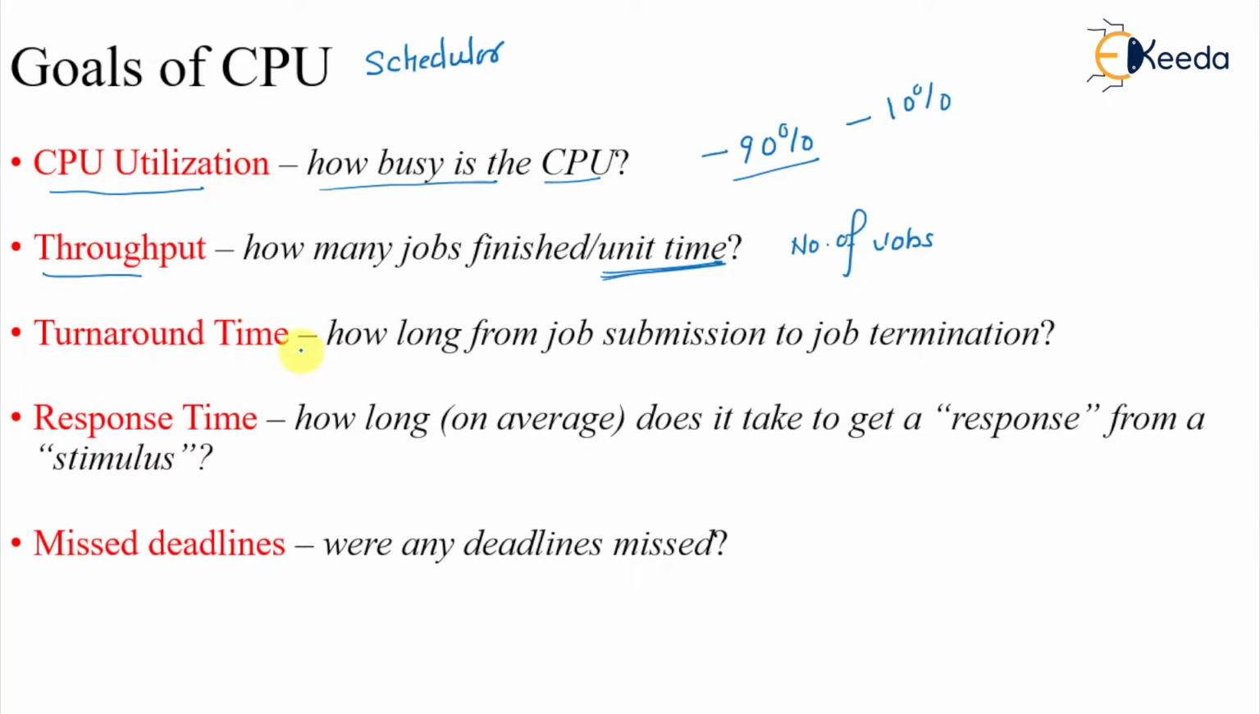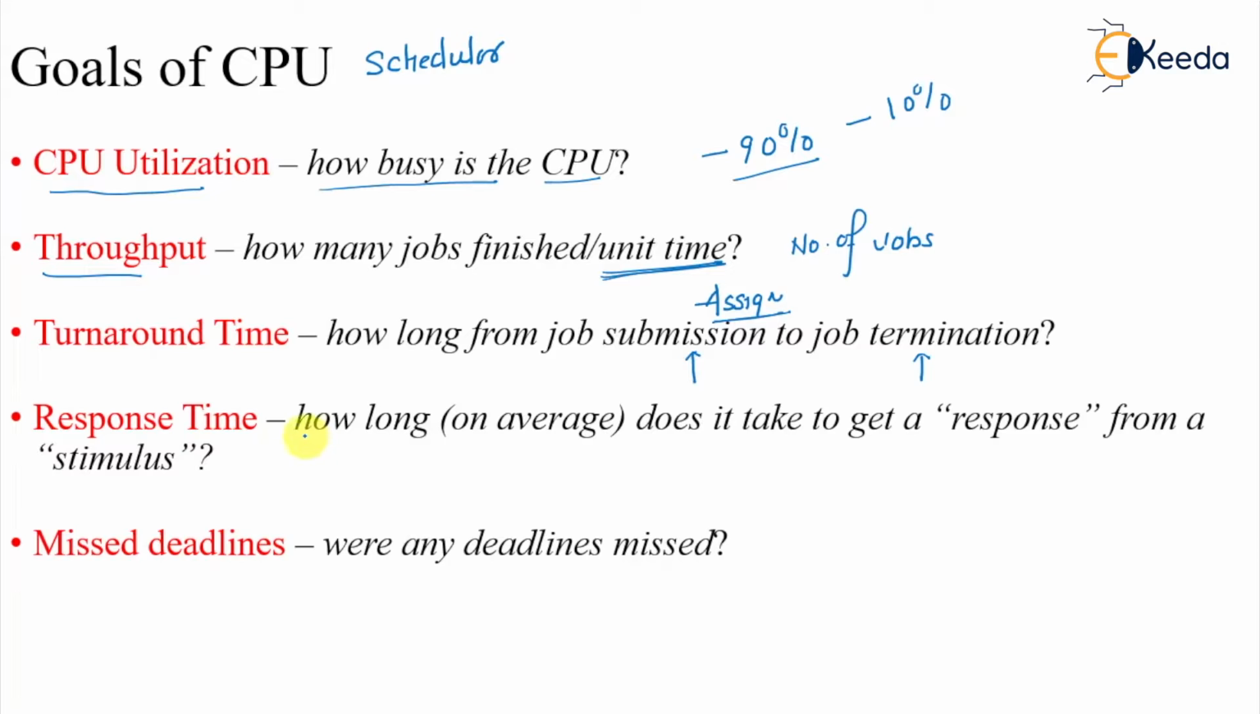Turnaround time. Turnaround time is the time between submitting the job and the termination of the job. Submission of the job means we assign the job, or it is present in the ready queue, and turnaround is the amount of time it takes to terminate.